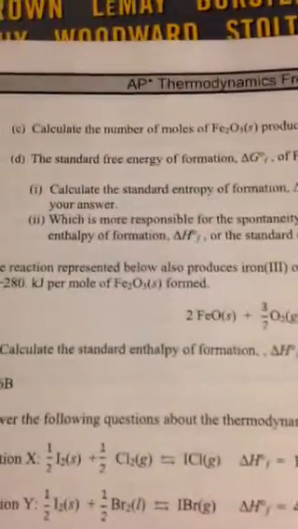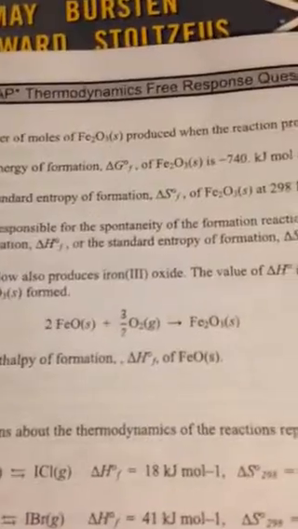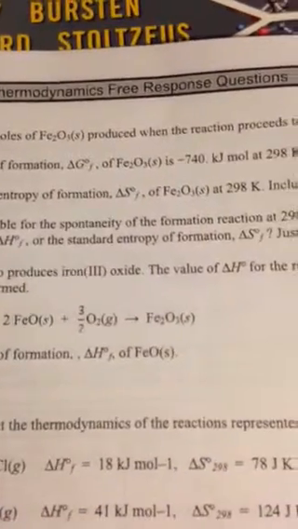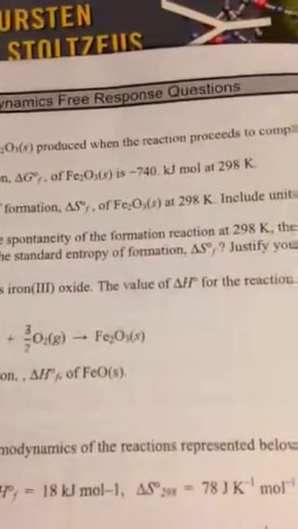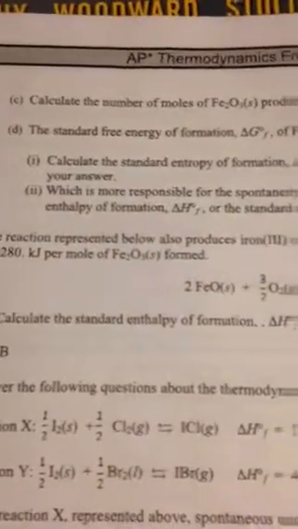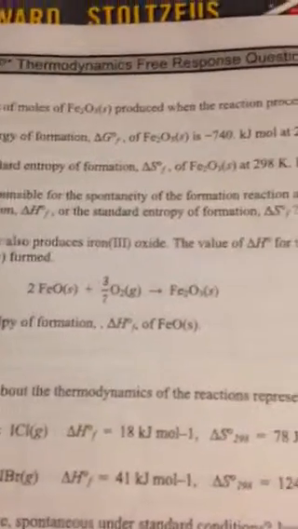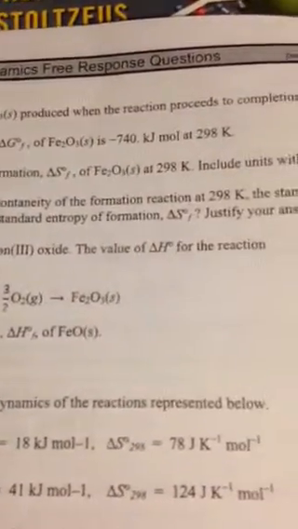And the next one is the standard free energy of formation, change of G of Fe2O3, is negative 740 kilojoules per mole at 298 Kelvin. Calculate the standard entropy of formation, change of S of Fe2O3 at 298. Include units with your answer.